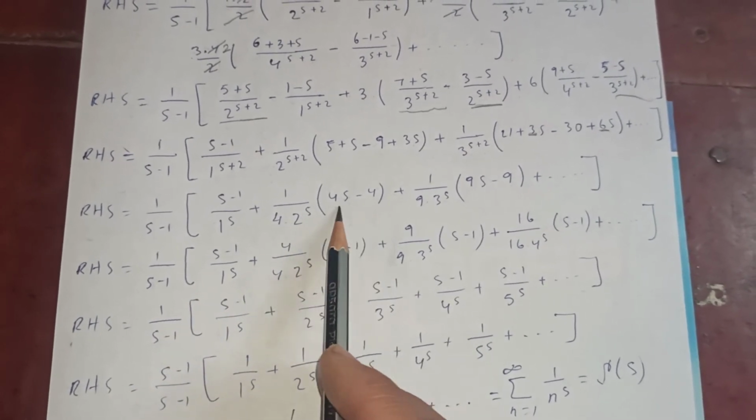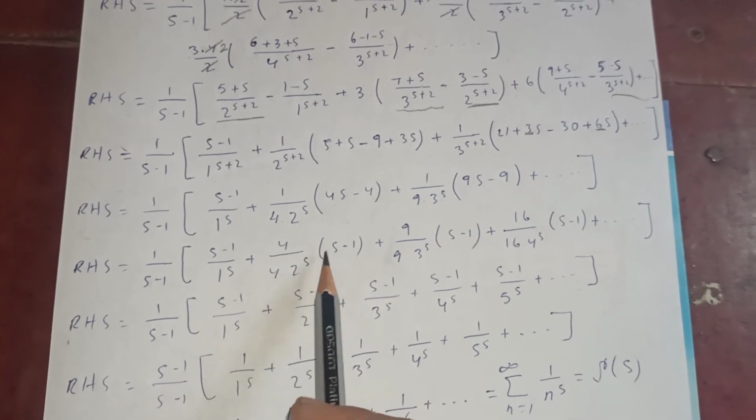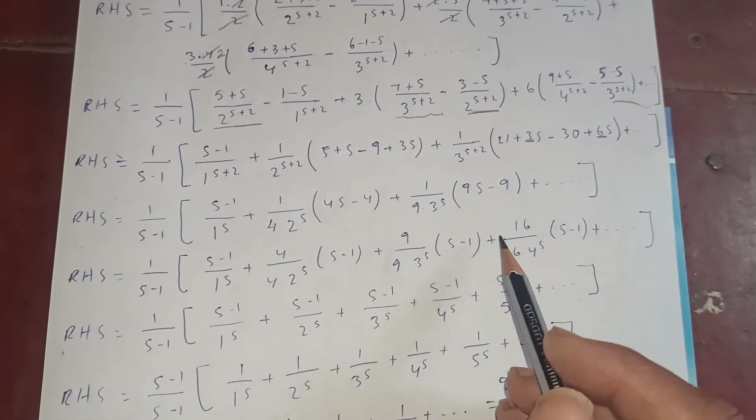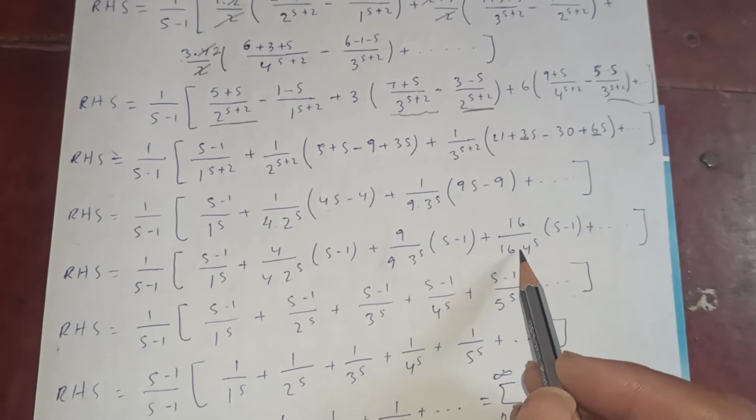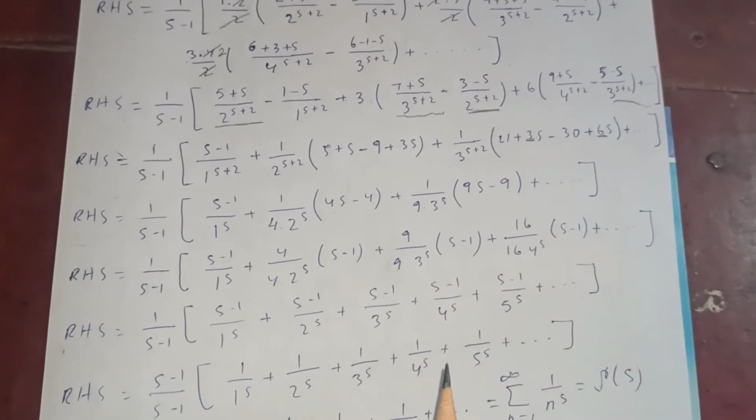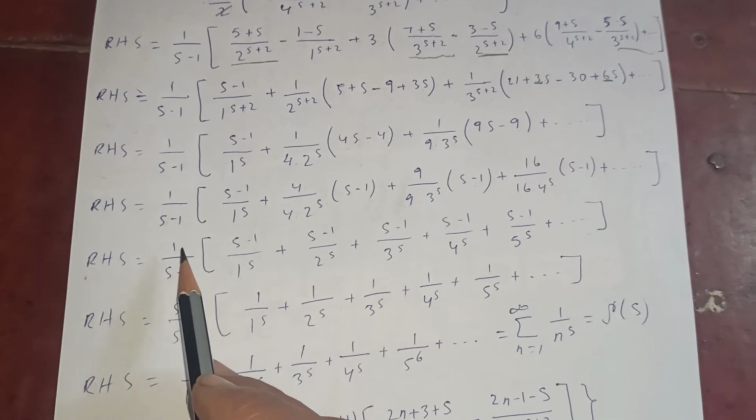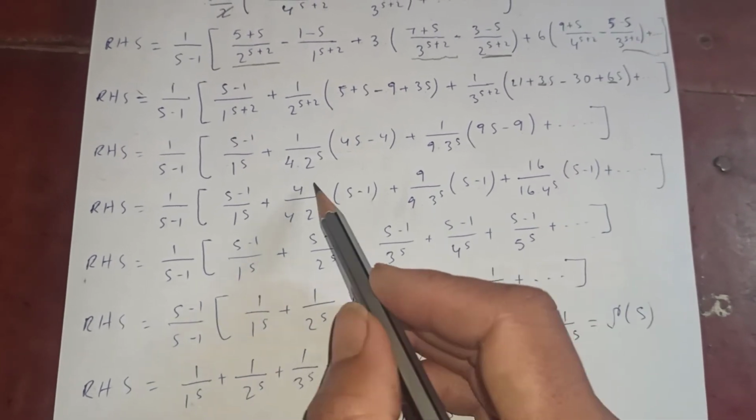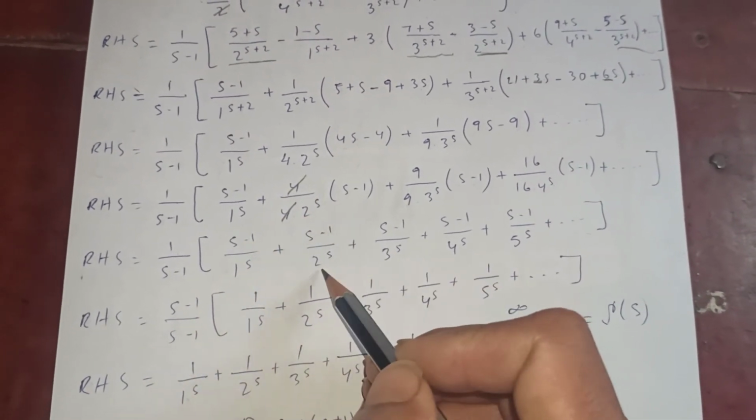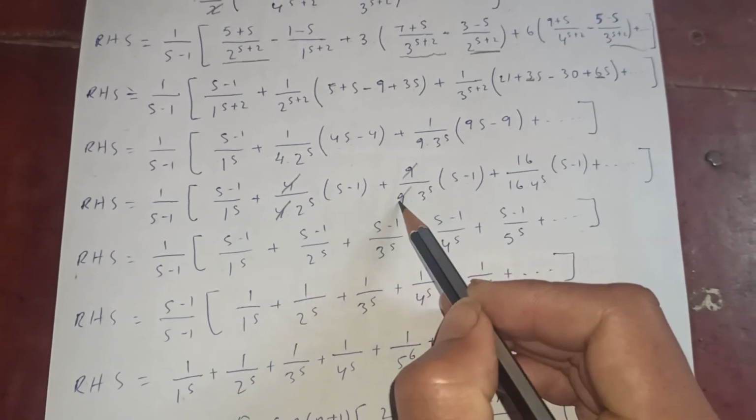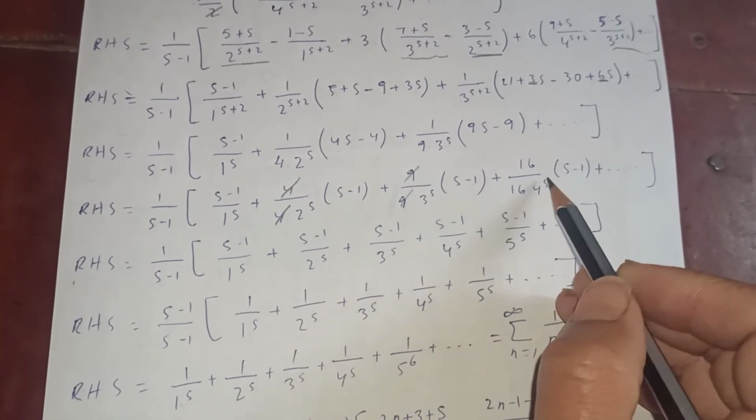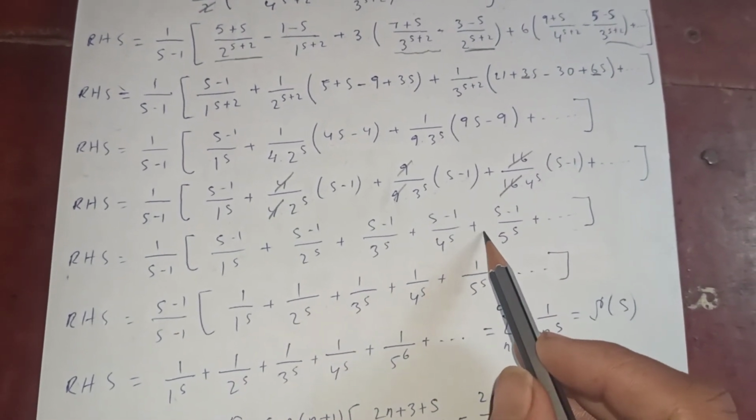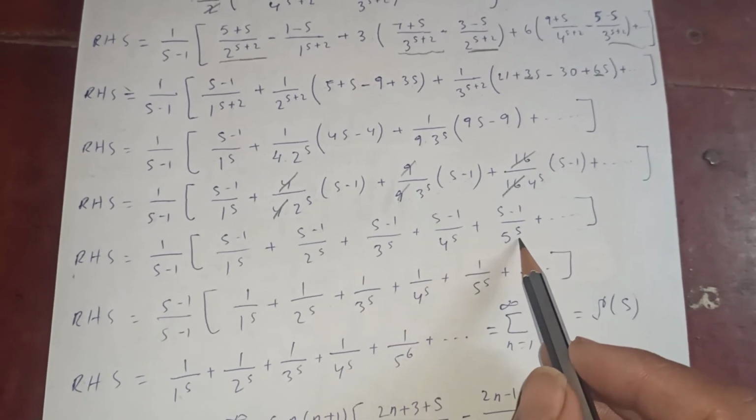Now 4 we can take common here. 4 over 4 into 2 to the s minus 1 plus. Here also 9 common, 9 into 3 to the s minus 1. And if you plug in for 4, 16 upon 16, 4 to the s minus 1 plus and so on. Now the right hand side is equal to 1 over s minus 1 bracket (s minus 1) upon 1 to the s plus. Now we can cancel for 4, so (s minus 1) by 2 to the s, and here also 9, (s minus 1) by 3 to the s, and 16, so (s minus 1) by 4 to the s. And if you do it another time, (s minus 1) by 5 to the s.